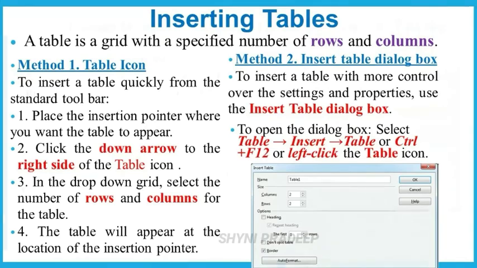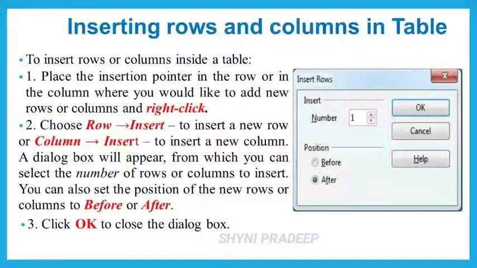Next topic is inserting rows and columns in a table. To insert rows or columns inside the table, first you have to place the insertion point in the row or in the column where you would like to add new rows or columns. And then right click using the mouse. Next select the row insert option or column insert option. If you want to insert a row, select the row insert option. If you want to insert a column, select the column insert option.